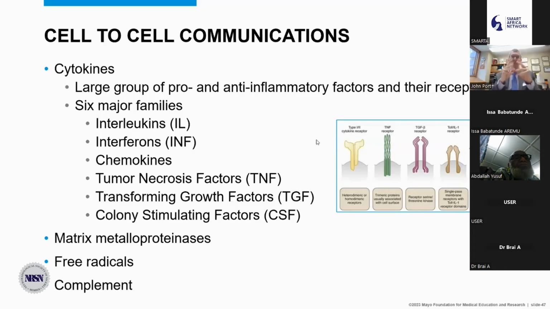One cell will secrete some cytokines, they'll diffuse over to other cells, and those cells will listen and hear it, and they will do things. Besides cytokines, there are these matrix metalloproteinases, free radicals, complement, and so forth. This in itself would easily be a week-long lecture, so we'll just call it good.